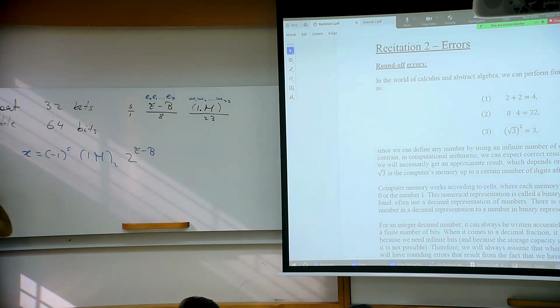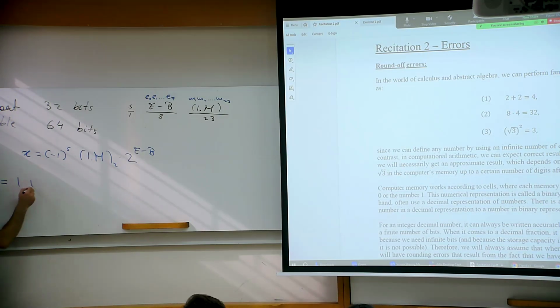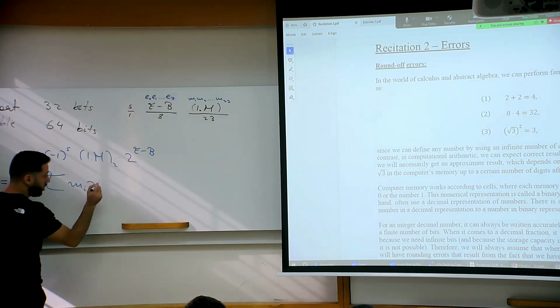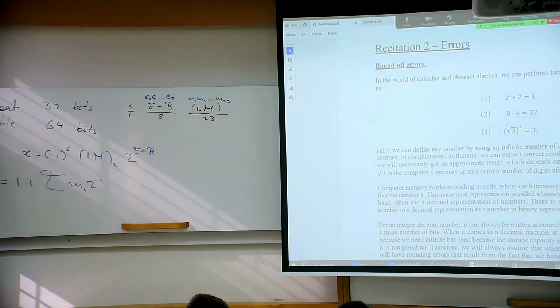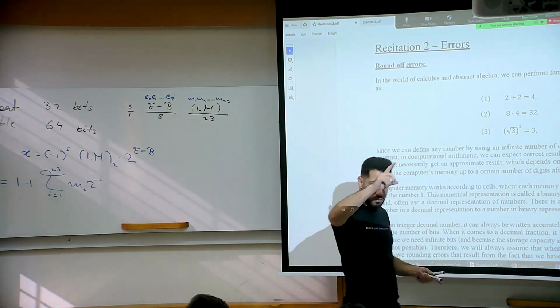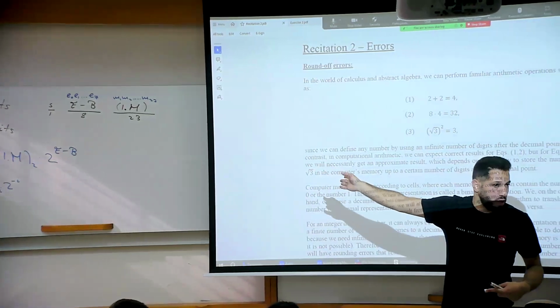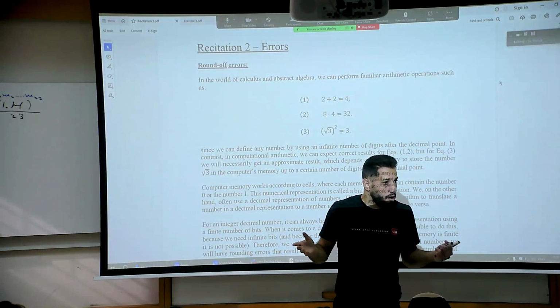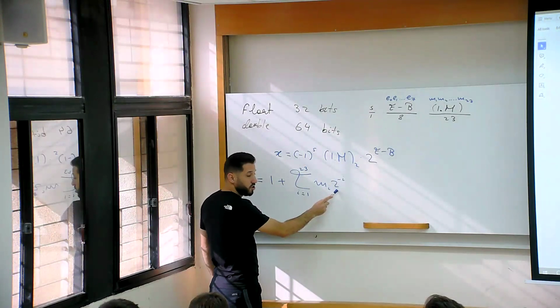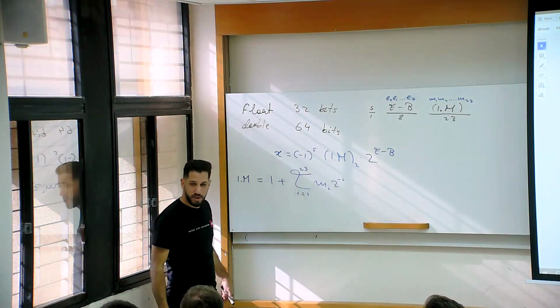The 1.M is actually 1 plus the sum of Mi times 2 to the minus i, or half to the power of i. So that is the number. It's like the decimal representation. When you have 1.something in decimal representation, the number is exactly this, only with 10 instead of 2.